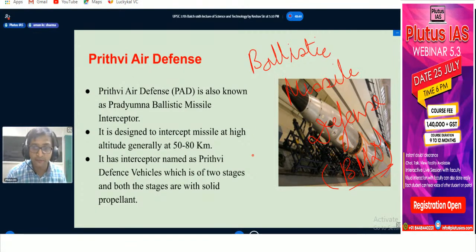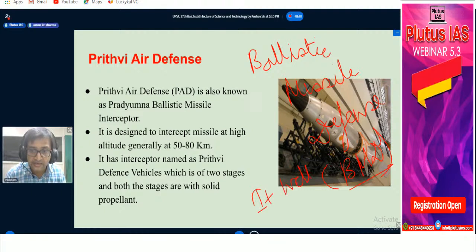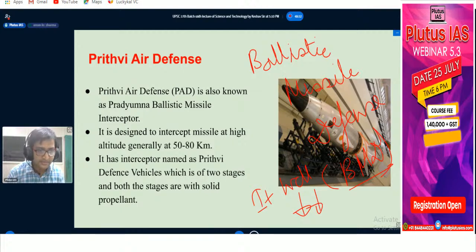No, we don't have to set the target. It will intercept if any missile is coming, then we can give the command. It has the way of interception, and then we can give the command to target it.